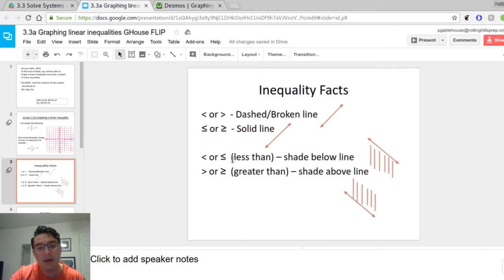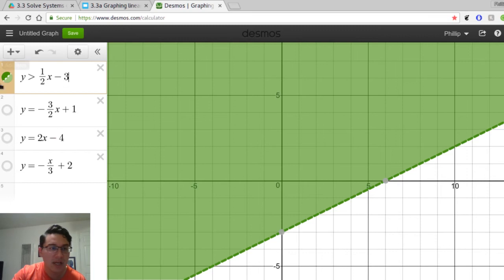When we are talking about values less than a given line, we are going to shade below. When it's greater than, we shade above. So if we switch back to Desmos here, we have graphed everything that is greater than the line.